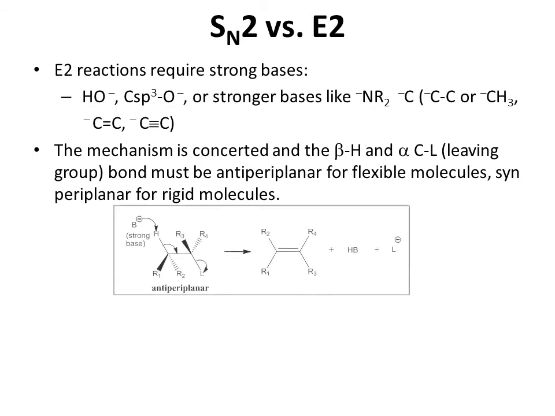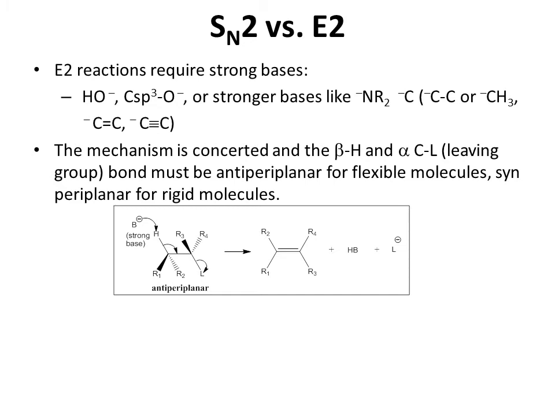So if you look at the examples, in the anti-periplanar case for a flexible molecule, you see the beta C-H bond and the alpha C-L bond are anti-periplanar. The strong base deprotonates, and simultaneously the electrons flow toward the alpha carbon, displacing the leaving group. Just as a reminder, when you use arrow notation, the arrow that's forming the double bond goes from that C-H bond, that is beta, and goes to the middle of the bond between the two carbons, because the electrons are being shared between the two carbons.